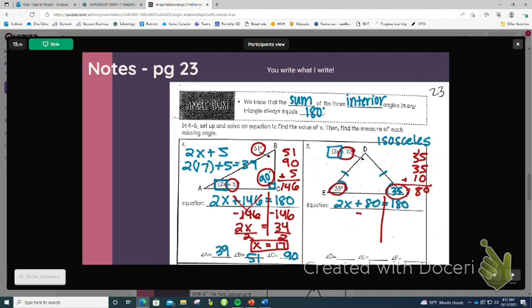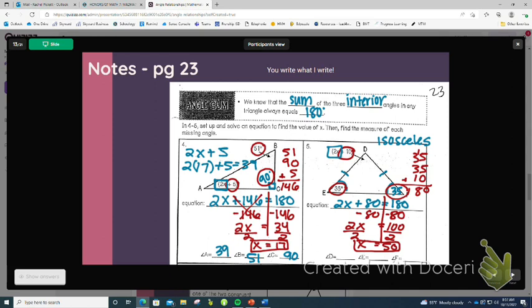starting with subtracting 80 from both sides. And that leaves us with 2x equals 180 minus 80, which is 100, and then divide by 2. x equals 100 divided by 2 is 50. That's what x equals. Now let's find our angle measures.